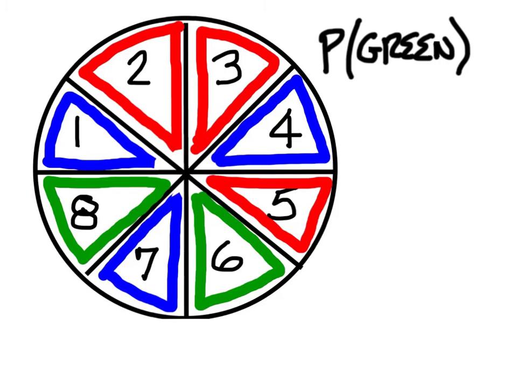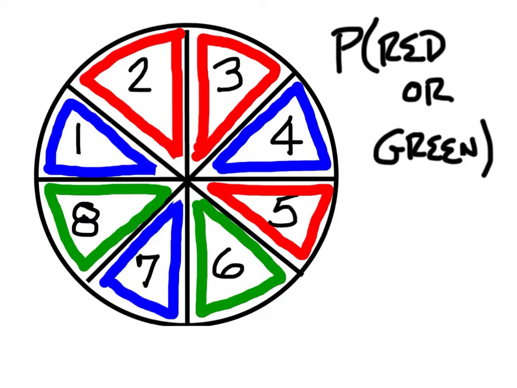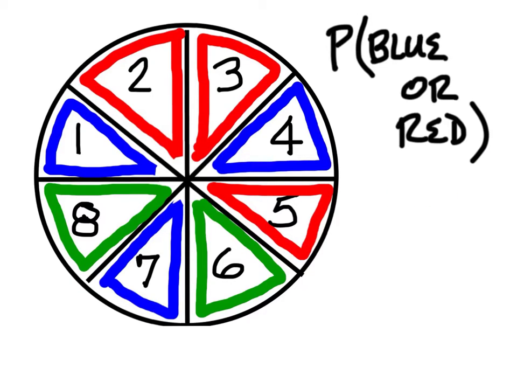Example number 2. What's the probability of getting a green? 2 over 8, which is what? 1 over 4. Getting a red? 3 over 8, and that one is simplified. Red or green? 5 out of 8. Yellow? Blue or red? 6 out of 8. And that's what? 3 over 4.